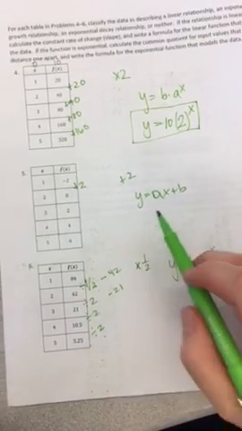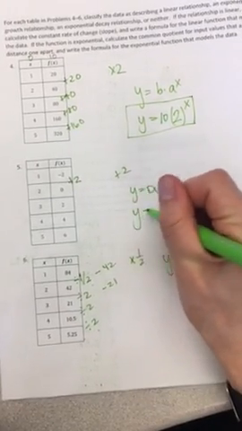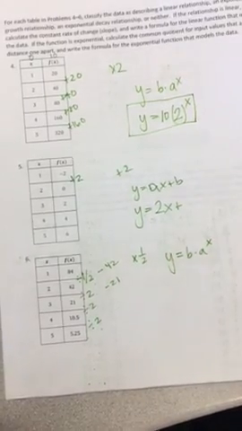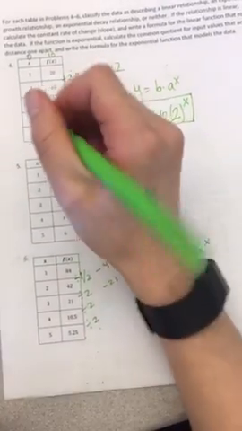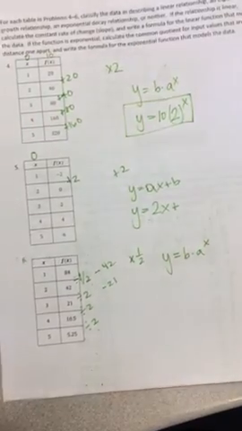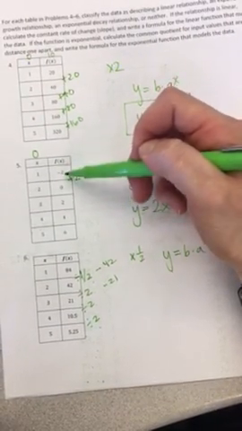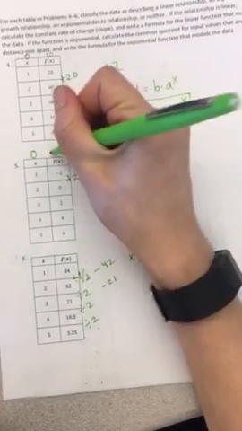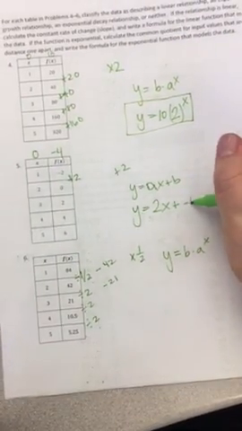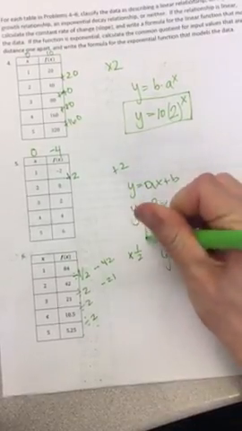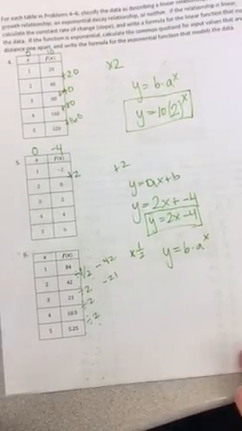Number 5, it's a linear. It was a +2 pattern, so my a is 2 times x. My b I still need to get, so when x is 0, I don't have that, but again, I can use my pattern and work backwards. If it's +2 forwards, then it's going to be -2 to get the other way. Subtract 2 is now -4. So 2x minus 4 is my linear function for 5.